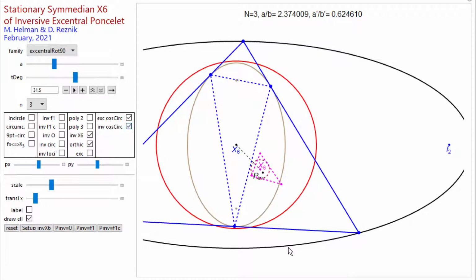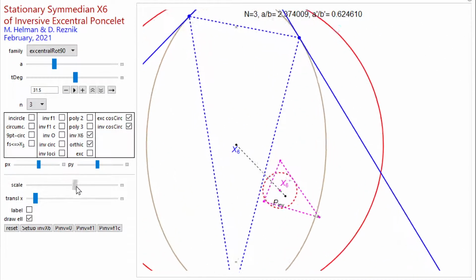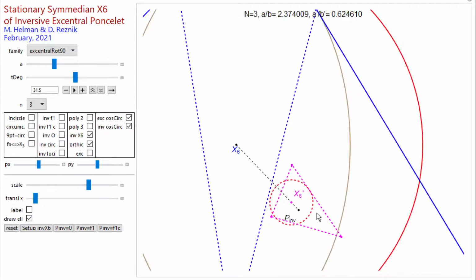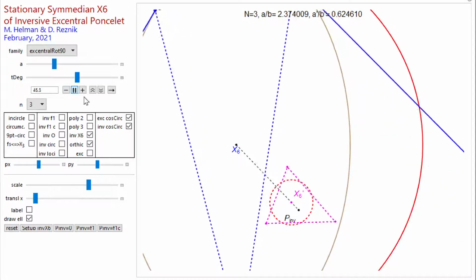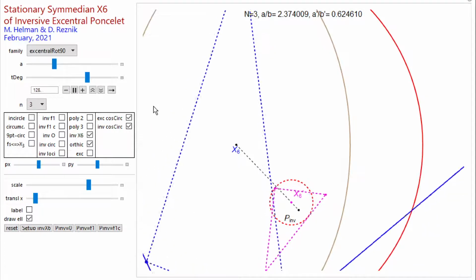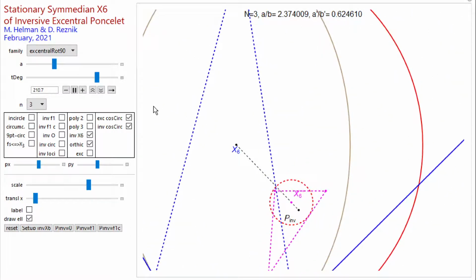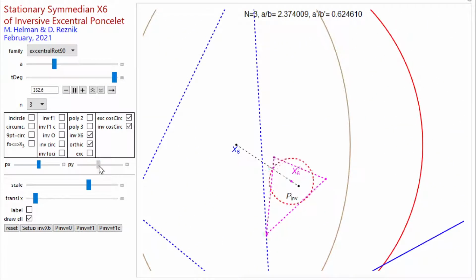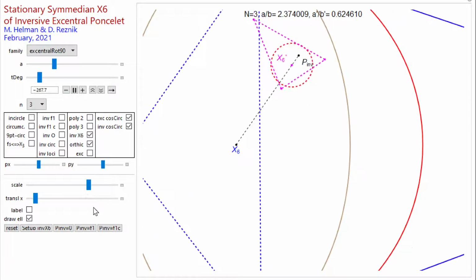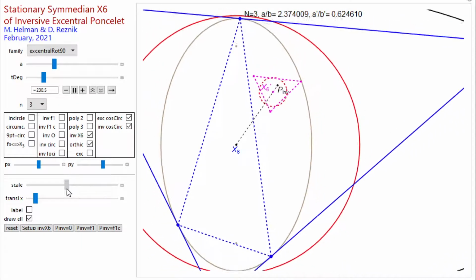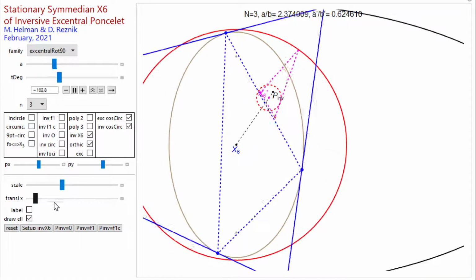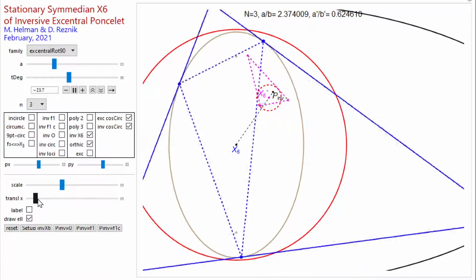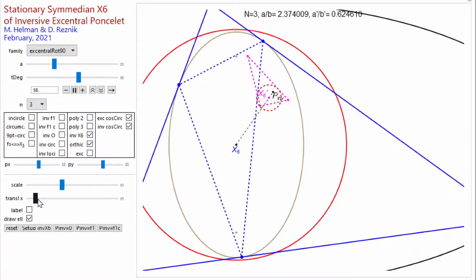So let's draw that cosine circle. There it is. So it's the little red circle there. Let's scale it up so we can see it a bit better. This is the cosine circle of this triangle. As I animate the family, its radius is stationary. Okay, so if I move the position of the inversion center around, that radius turns out it changes ever so slightly. It is not invariant over PMV, but it is invariant for a given choice of PMV, right?